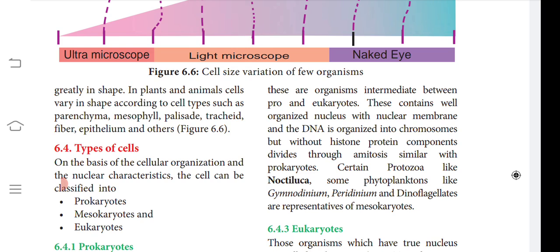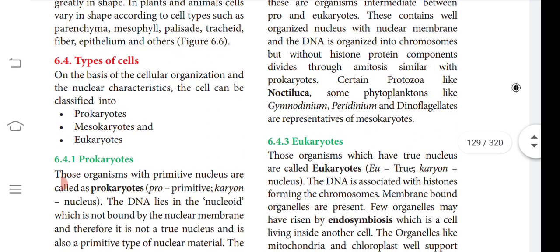Histone protein is present in the case of the eukaryote. Okay, so then they divide through amitosis, similar as prokaryote, like binary fission. Mitosis is not seen in the mesokaryotes. Eukaryotes undergo mitotic and meiotic cell division. Do you follow? So histone protein not present, amitosis occur, and certain protozoan like Noctiluca, some phytoplanktons like Gymnodinium, Peridinium, and dinoflagellates are the representatives of the mesokaryotes.